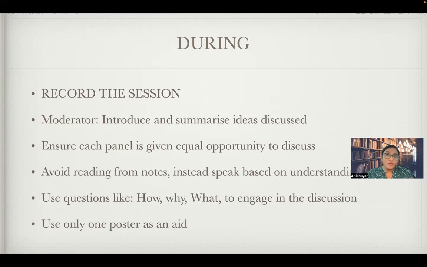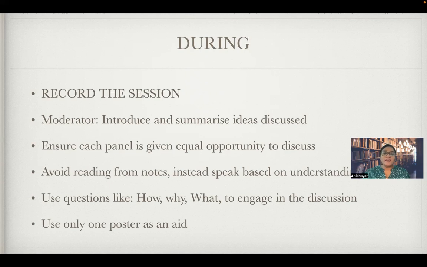All of the presenters, you cannot read from your notes. I believe all of you may have some notes to refer to. Referring to notes is fine, but reading is completely prohibited. You are supposed to speak based on what you understand. The moderator can probe them by saying, "What do you think of this? How do you go about it?" Even the panelists can ask questions of one another. The role is not limited to the moderator, so you can also engage with one another by asking questions of your fellow panelists.